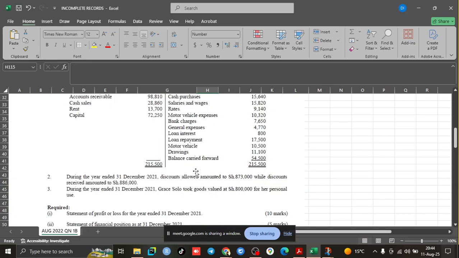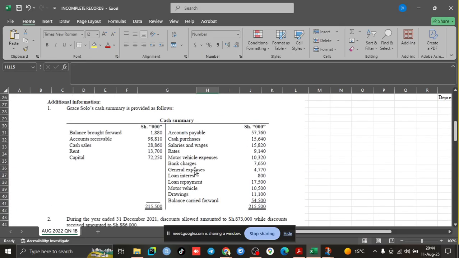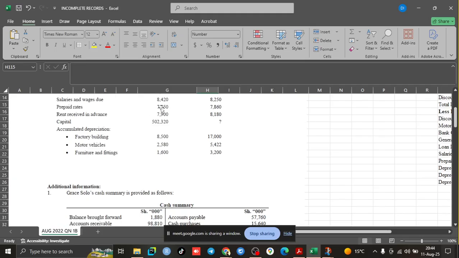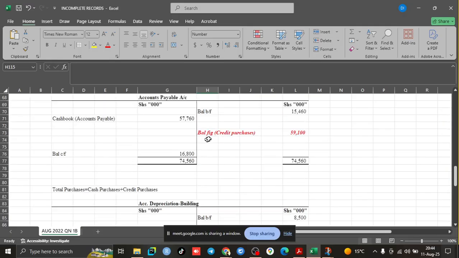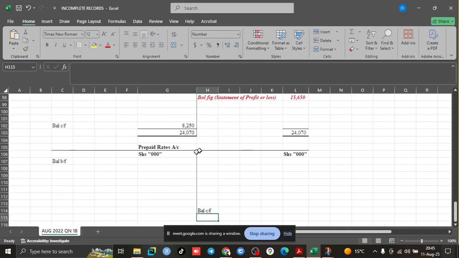Balance brought forward for these rates is given hapa, 7750, carry forward 7860. Then rates zozote we paid during the year, kwa the cash summary we record them as well.